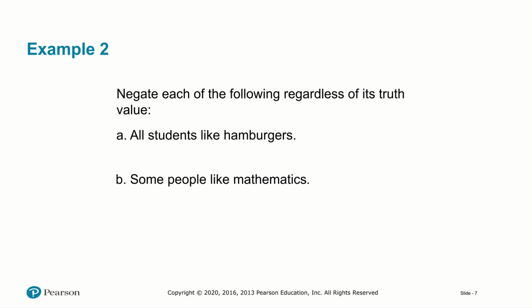All right, so let's see if we can negate each of these statements. All students like hamburgers. Notice that we have a universal quantifier here, so we're making a statement about all members of the set of all students. So to negate that, we can do it in more than one way, but one way is to say there's at least one student that does not like hamburgers, or we can say more generally, some students do not like hamburgers.